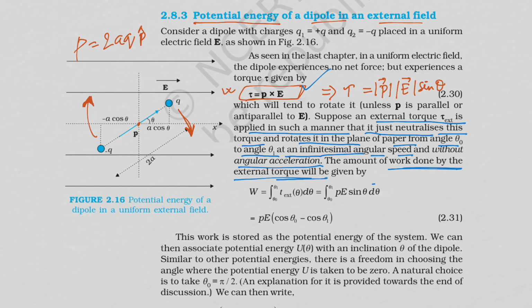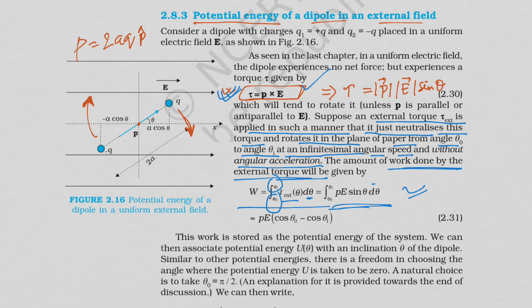for the dipole. So we can say that work done is equal to the external torque multiplied by the small angle delta theta, and the limits are from theta naught to theta 1. And that is actually equal to the torque the dipole is already experiencing inside the electric field, so the value of the external torque should be exactly equal to it, and that is PE sine theta, that we already know.